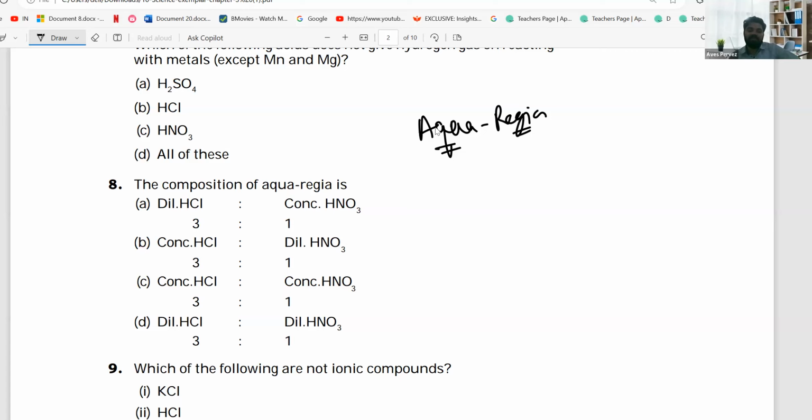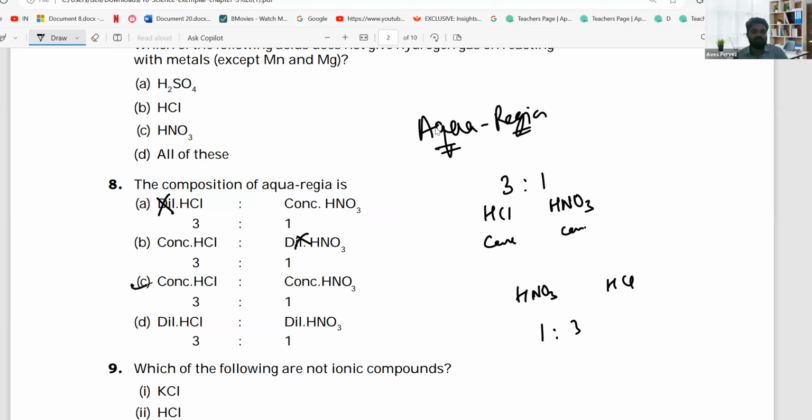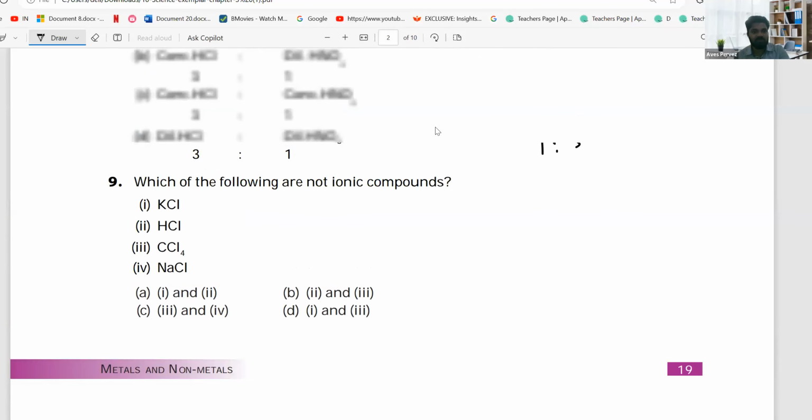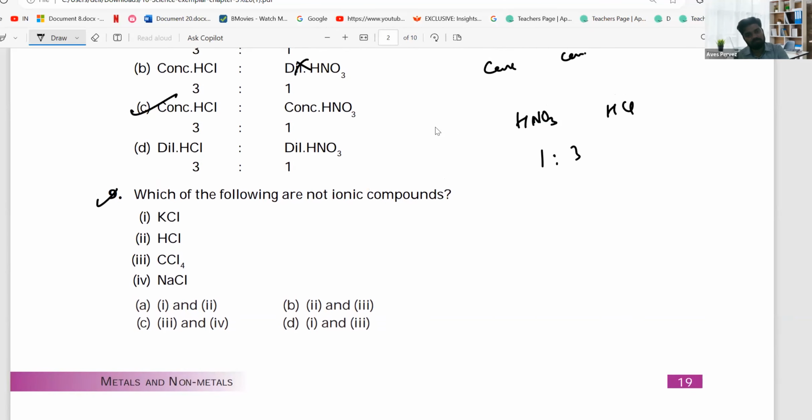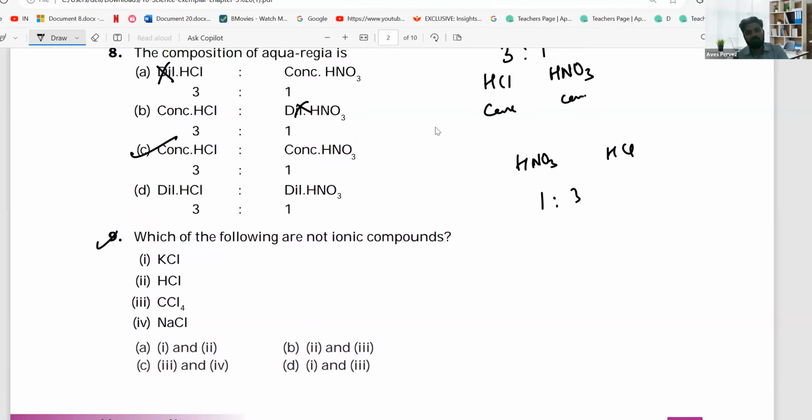Aqua regia is prepared when we mix concentrated HCl and concentrated nitric acid, HNO3, in a 3:1 ratio, three parts HCl to one part nitric acid. Both should be concentrated. If we are having HNO3 first and then HCl, the ratio will become 1:3. The first option is dilute, but it should be concentrated, so option C is correct. It is one of the few reagents that is able to dissolve gold and platinum.